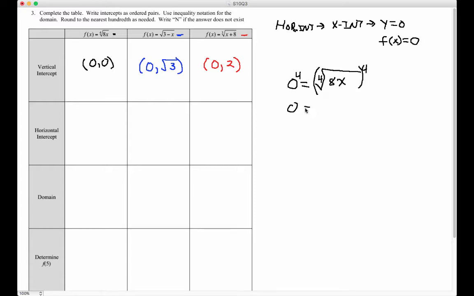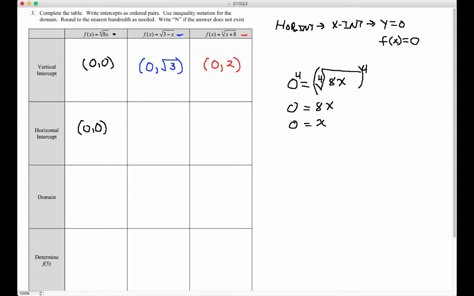And we get 0 is equal to 8x, which says that 0 is equal to x. And you go, well, duh, because my vertical intercept was 0, 0, so my horizontal intercept is also going to be at 0, 0. All right, cool. So we got that.